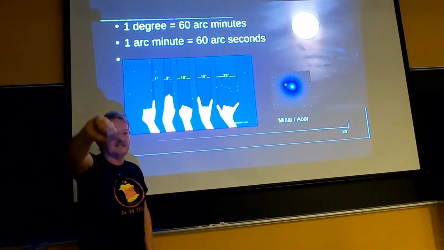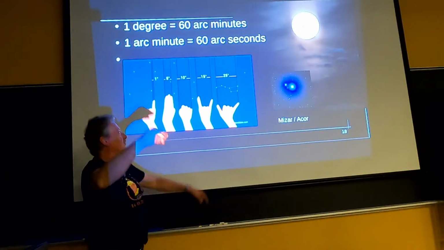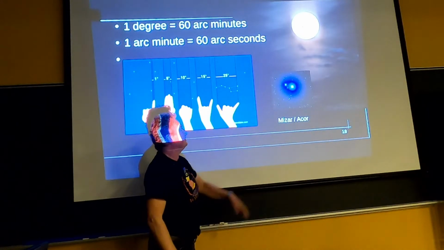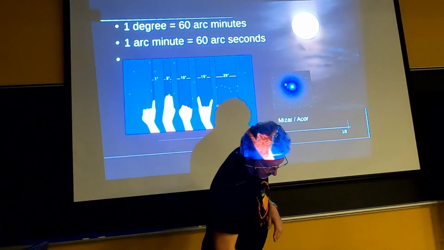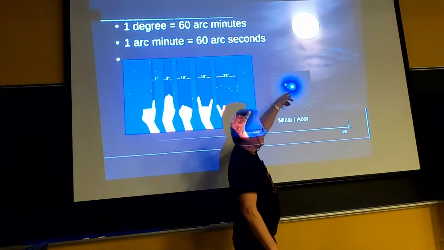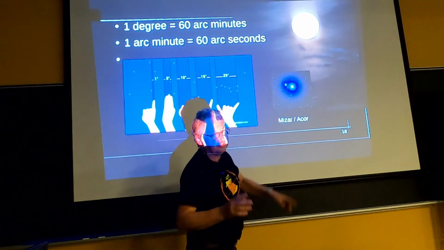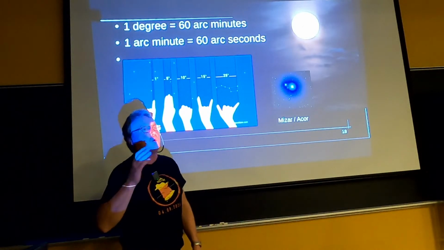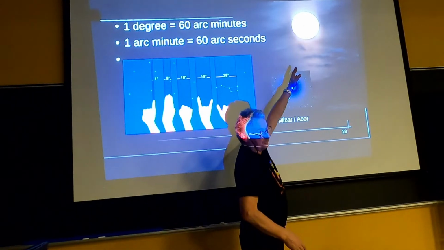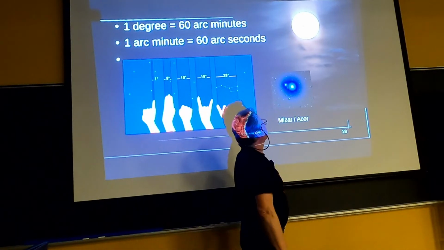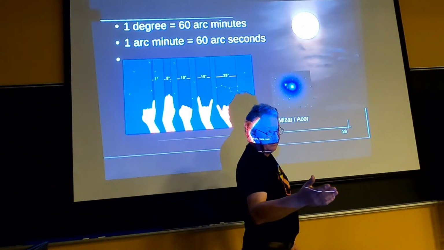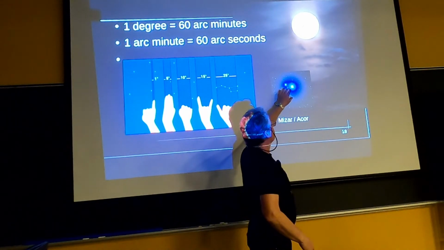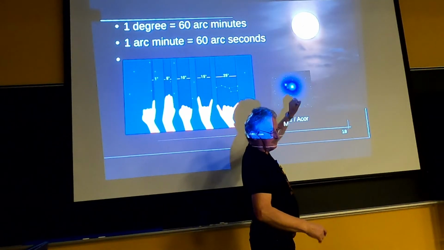You can use your hands, like say 10 degrees, 25 degrees. 25 degrees is the size of the Big Dipper. That's pretty straightforward. Mizar and Alcor are 12 arc minutes apart. So that is almost a quarter of the width of the moon, right? 0.5 or 0.15 would be the halfway point. So it's quite a distance. And you can split these with your naked eye.